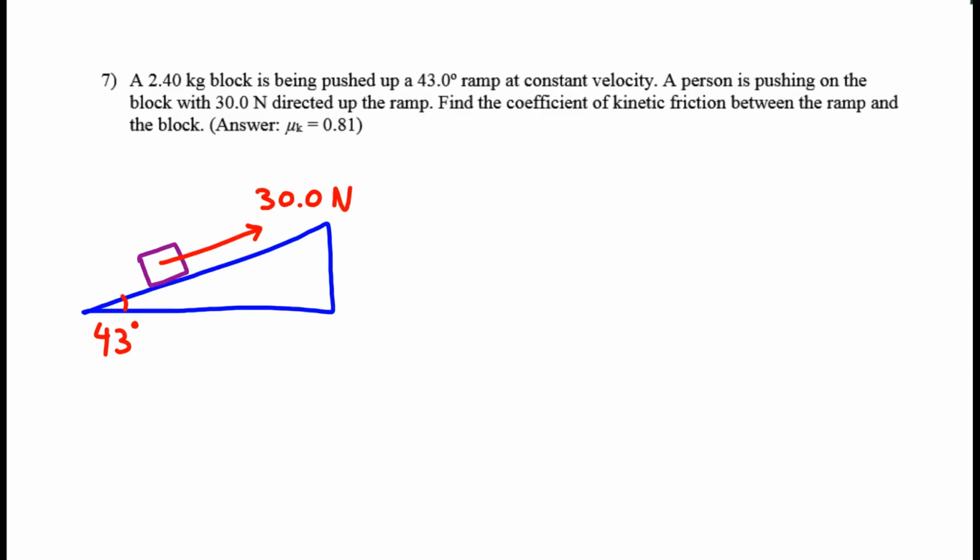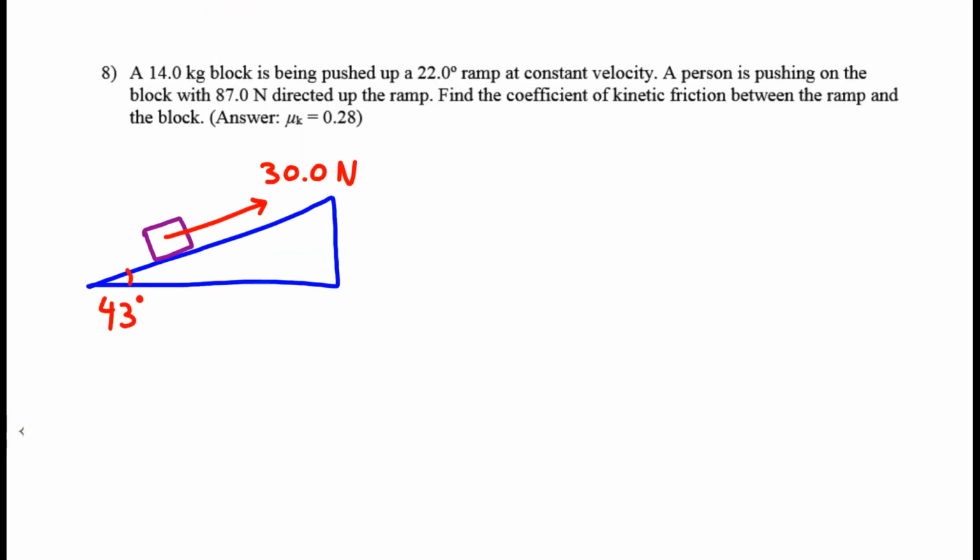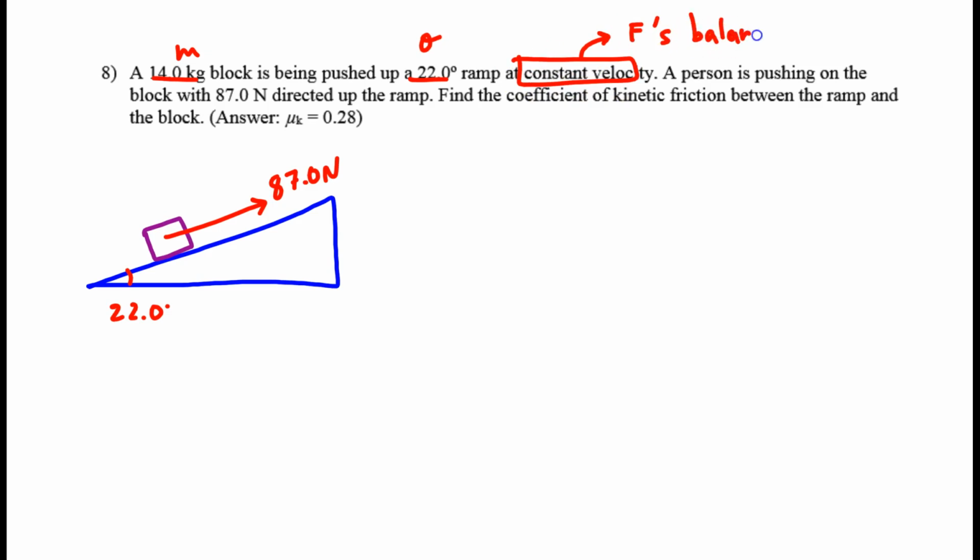Okay, let's turn finally to number 8. These are wrong values, let's fix that. The picture would be provided, this would be given in the picture as 22, and you would have an applied force of 87 drawn into the picture. As always, we start by drawing the forces. I'm not going to read the problem, but they do give us mass, they give us the angle, they say constant velocity, so again, forces balance. They give us the applied force, and they ask for the coefficient of kinetic friction.